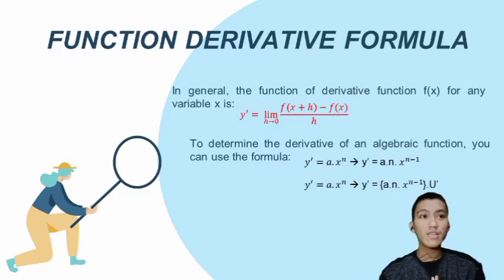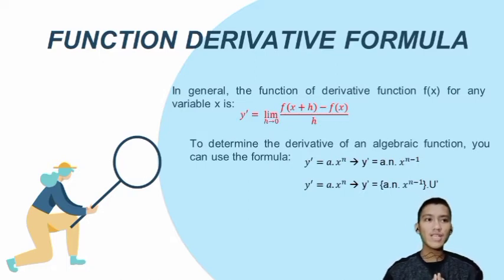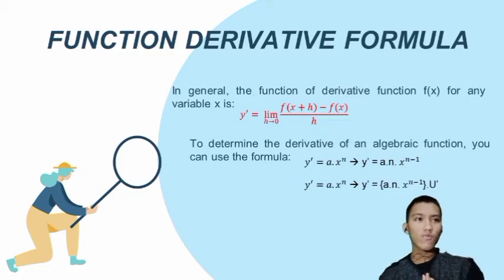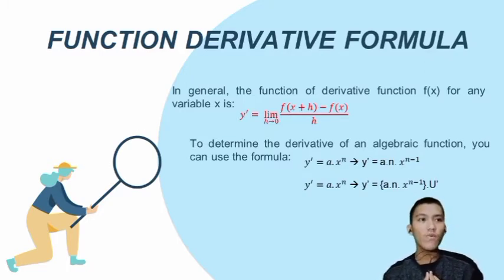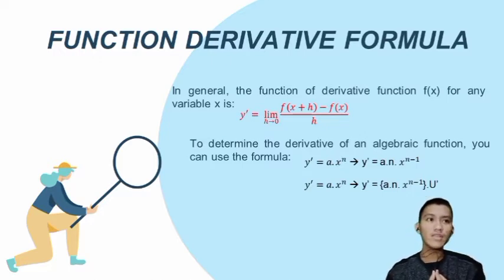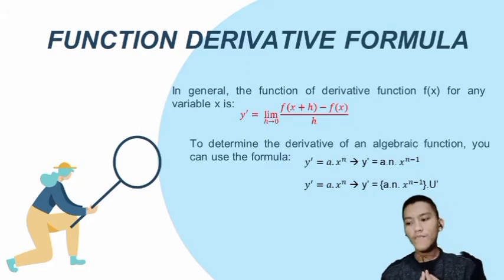To determine the derivatives of an algebraic function, you can use the formula: if y = a times x to the power of n, then y' = a times n times x to the power of n minus 1. And if y = a times x to the power of n, then y' = a times n times x to the power of n minus 1 times u'.